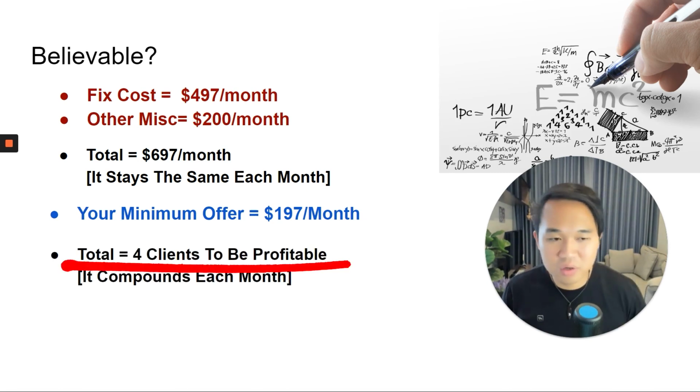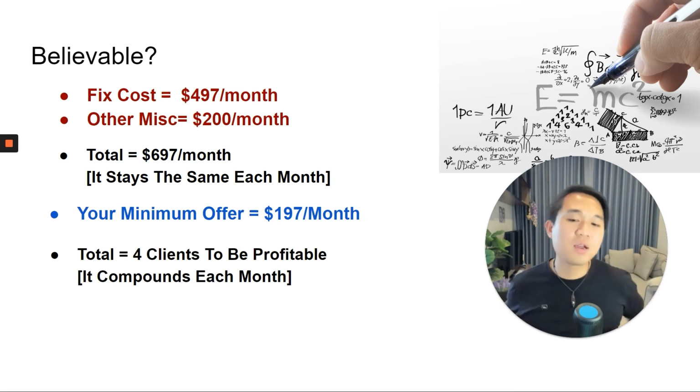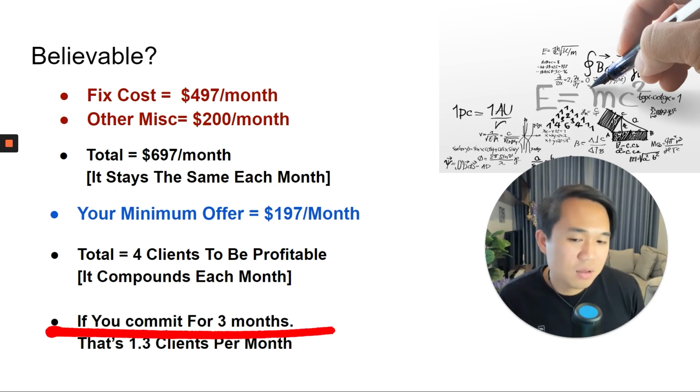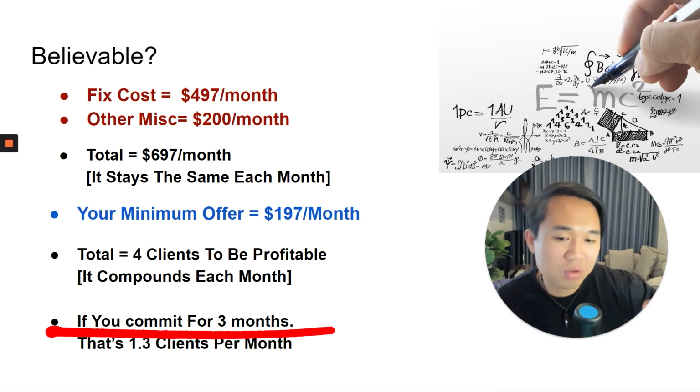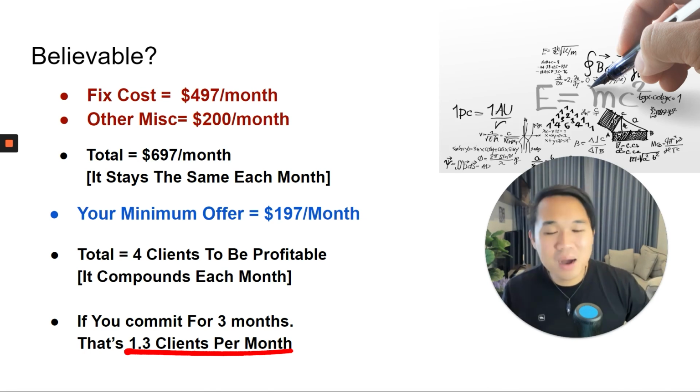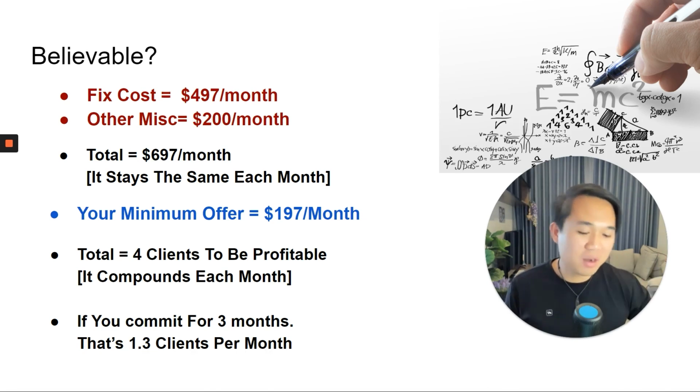And remember, it compounds each month. So if you get 4 clients this month, next month you get another 4, that becomes 8. It doesn't start from 0. Alright, if you commit for 3 months and you need 4 clients to be profitable, 4 divided by 3 is only 1.3 clients per month, guys. And just a reminder, in a month there are 30 days. You have 30 whole days to get 1.3 clients. That is not a lot at all, guys.